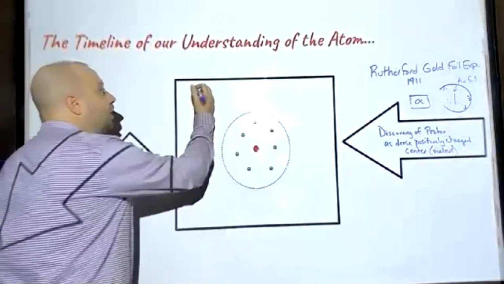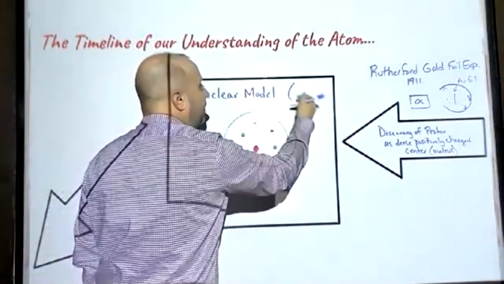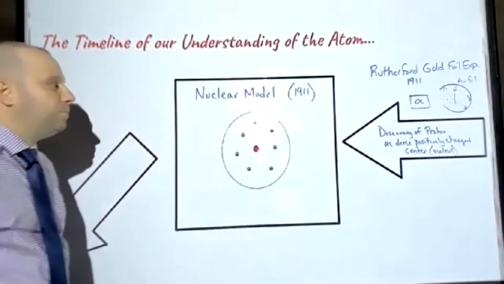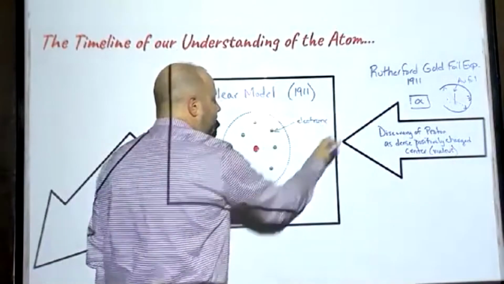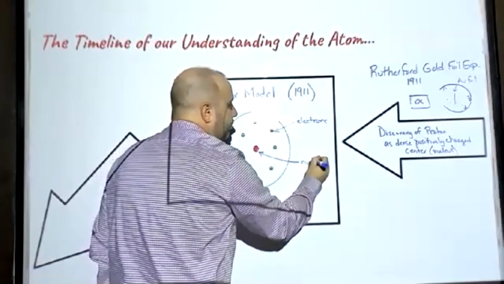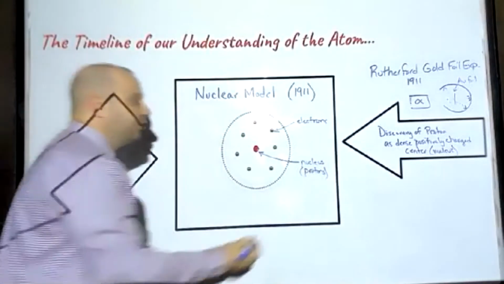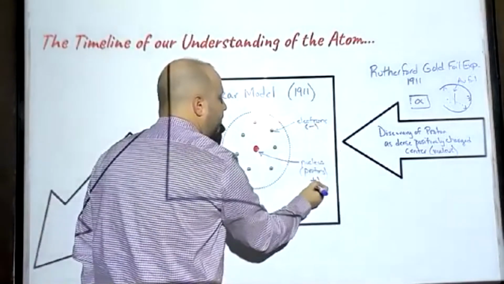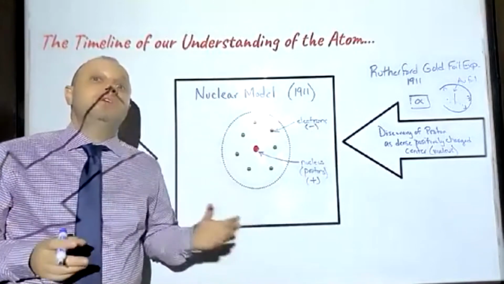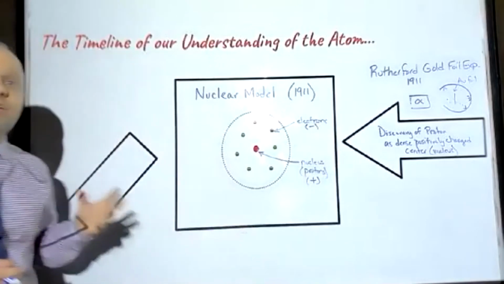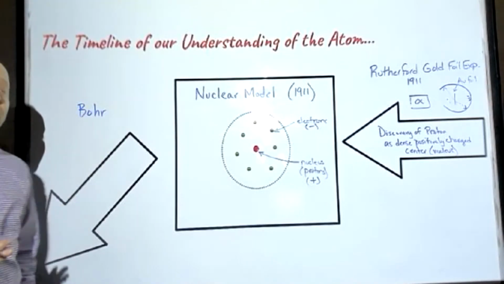And that term led to our nuclear model. In the nuclear model, again, this is around 1911, we still have our Thomson electrons. Now we have a nucleus where the protons are located, and that is positively charged. Notice that the electrons are still just scattered about the atom. It wasn't until 2 years later, in about 1913, that research done by Niels Bohr led to the idea of energy levels.